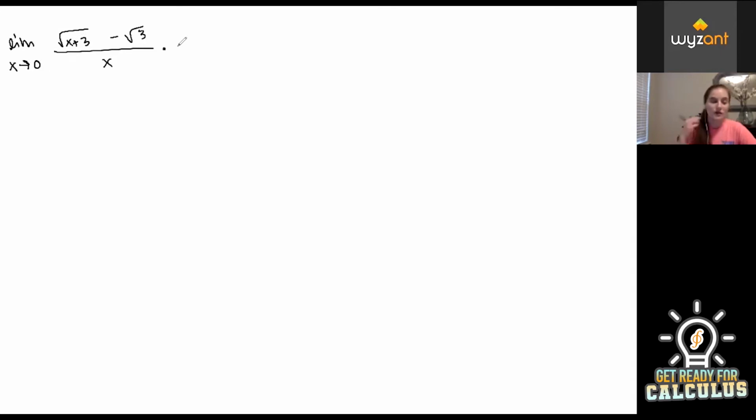And the way that we get rid of it is actually using the conjugate, or multiplying by the conjugate. So you probably remember that from imaginary numbers to get rid of the i. So this one, the square roots are the issue. So what we're going to do is we're going to multiply by root x plus 3, change the sign in the middle to plus root 3, and what we do to top, we have to do to bottom.